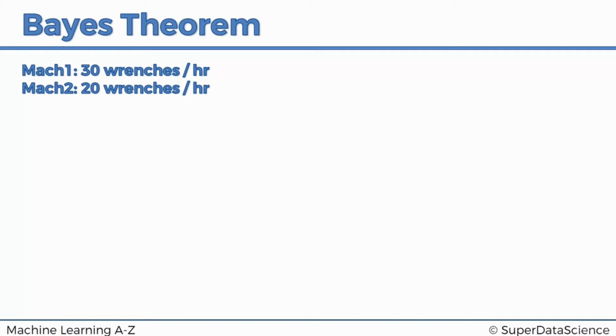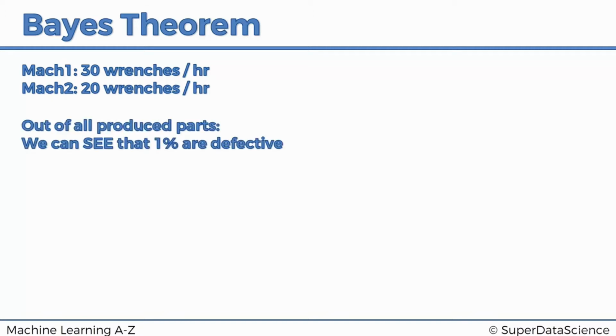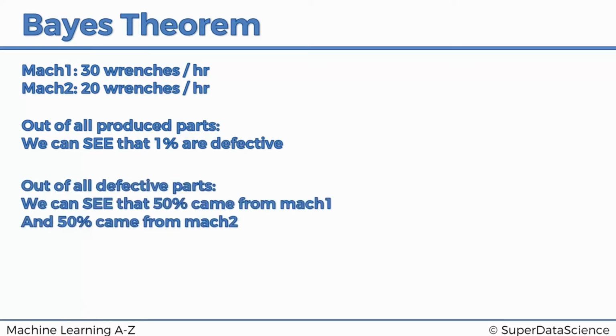Okay, great. Also, out of all of the produced parts, we can see that 1% are defective. So after checking the parts at the end of the day, thousands and thousands of wrenches, we can see that 1% of them are defective. Then we also know that out of all of the defective parts, 50% came from machine 1 and 50% came from machine 2.